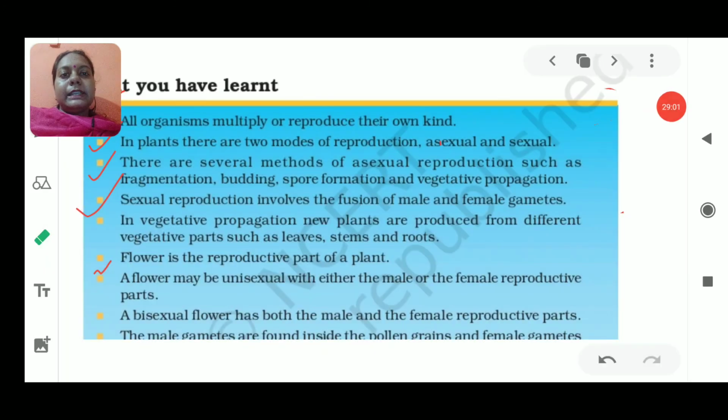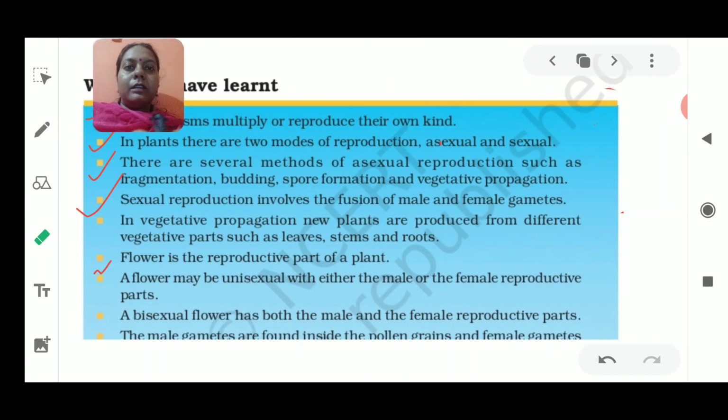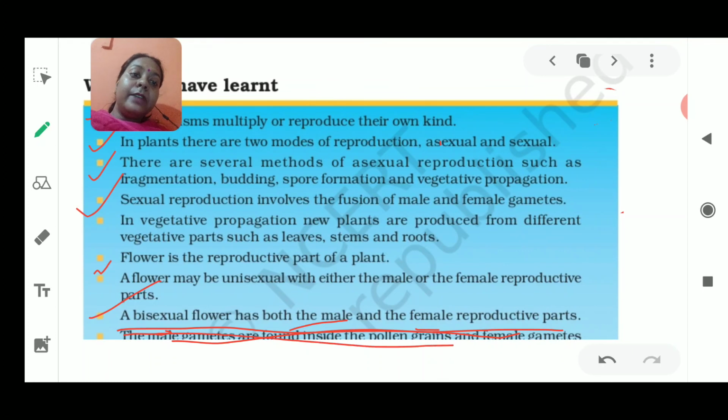The next part says that a bisexual flower has both male and female reproductive parts. Yes, we have already discussed that if a flower is bisexual, it will contain both the male and the female reproductive part. So if a bisexual flower is present, it will have both the reproductive parts in the same flower.